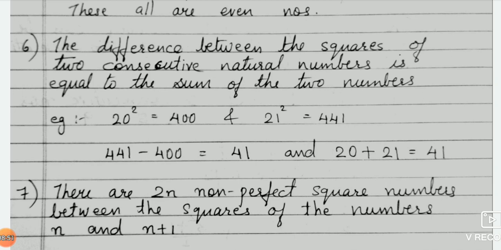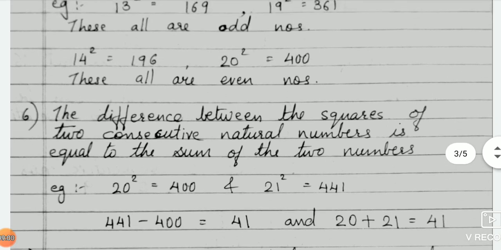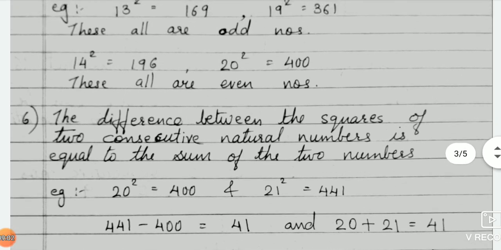And now if we add these two numbers, that is 20 and 21, our answer is the same, that is 41. So we can state this property as: the difference between the squares of two consecutive natural numbers is equal to the sum of the two numbers.